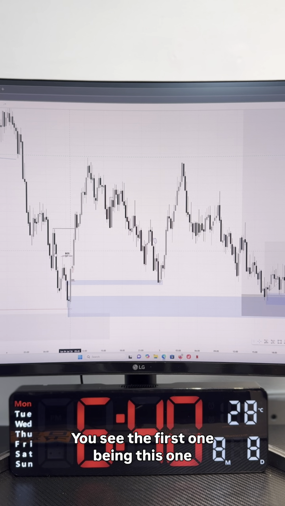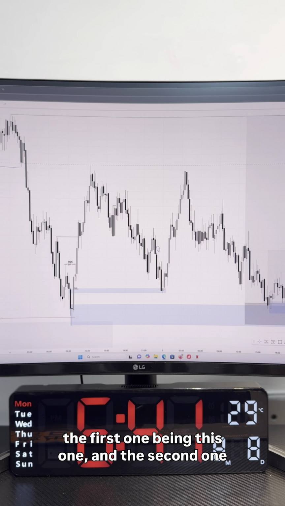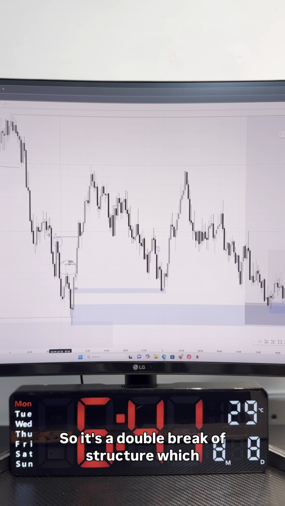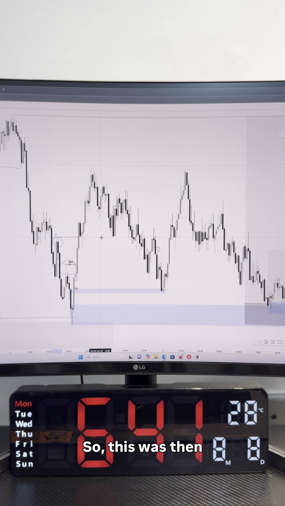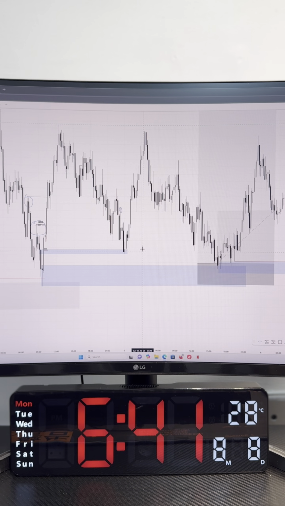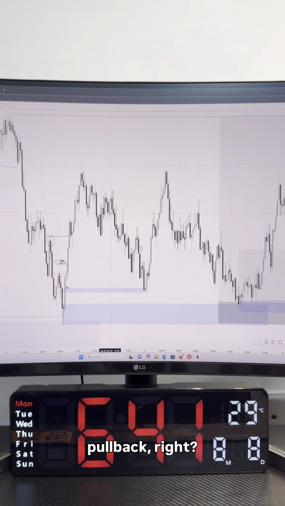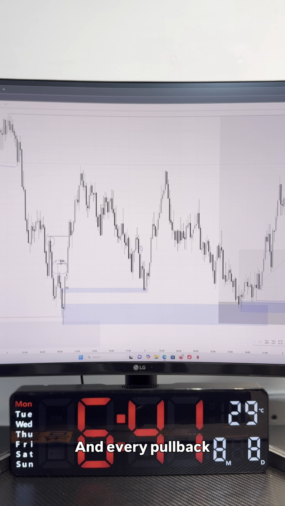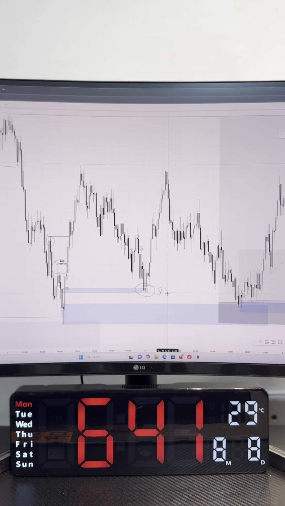You see the first one being this one, and the second one being this one. So it's a double break of structure, which signifies a bullish movement. So this was then said to be the pullback, because this is the pullback, right? And every pullback is an inducement, which is liquidity. Yeah, there's a lot of money down here.